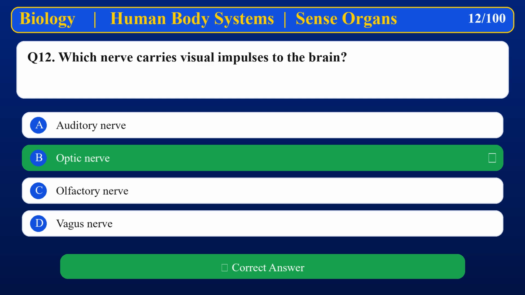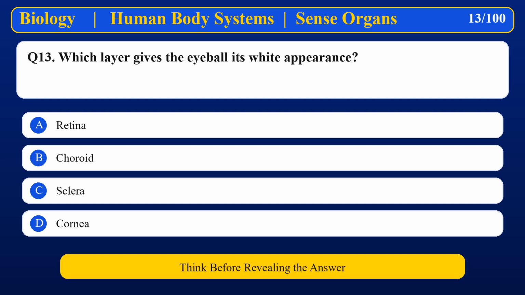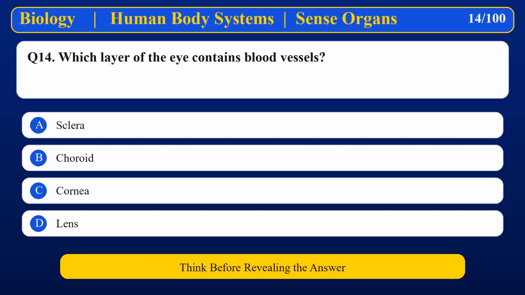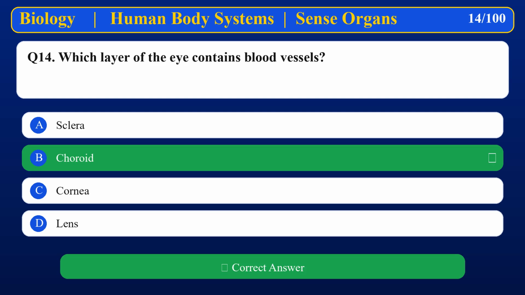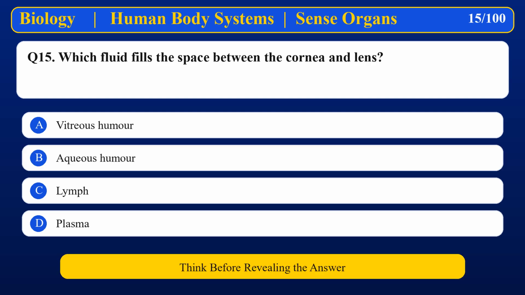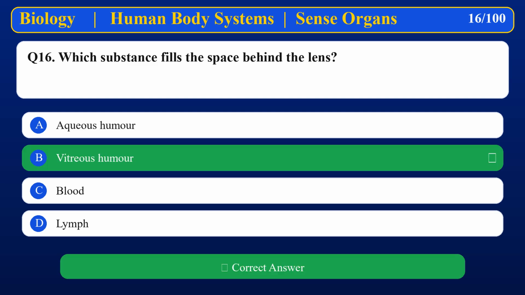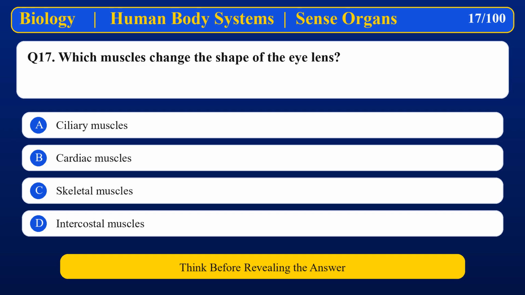Optic nerve. Which layer gives the eyeball its white appearance? Sclera. Which layer of the eye contains blood vessels? Choroid. Which fluid fills the space between the cornea and lens? Aqueous humor. Which substance fills the space behind the lens? Vitreous humor. Which muscles change the shape of the eye lens?